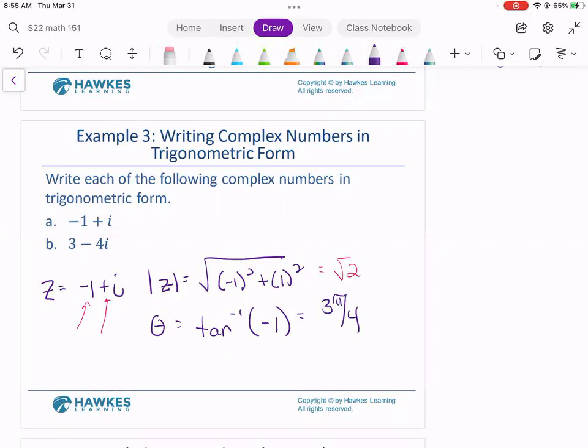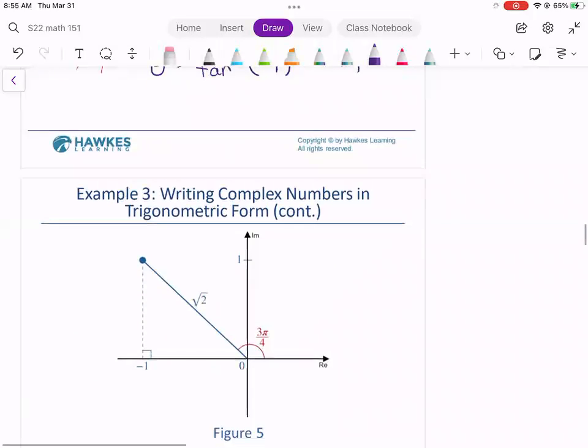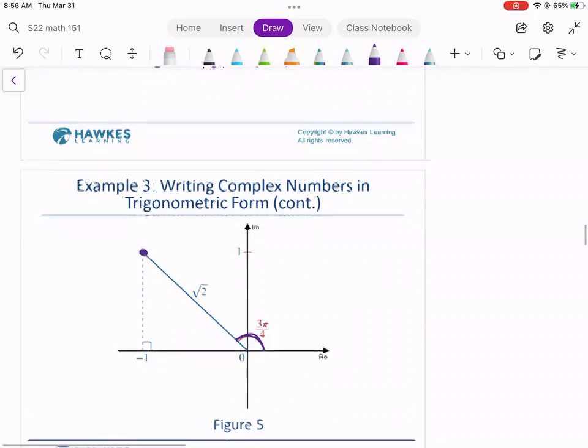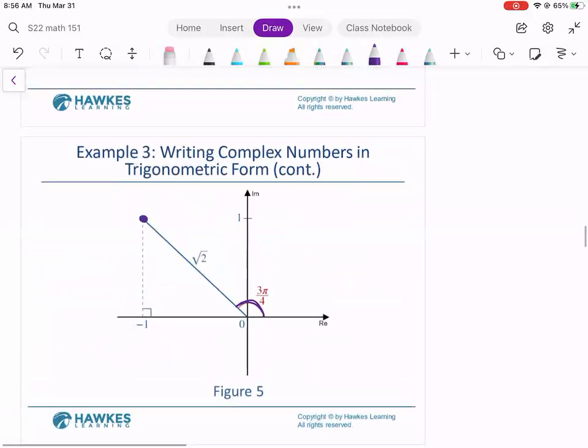We know that's going to put us in the second quadrant. So if we want to graph that, we know it has an argument of 3 pi over 4. It's going to have a magnitude of the square root of 2. And then that complex number in trigonometric form is going to be the magnitude of z, which is the square root of 2, times the cosine of 3 pi over 4 plus i sine of 3 pi over 4.